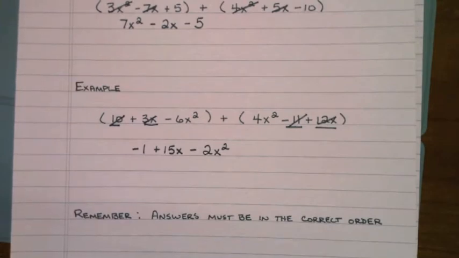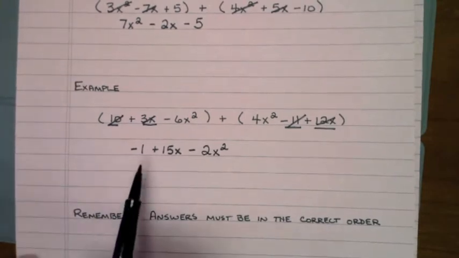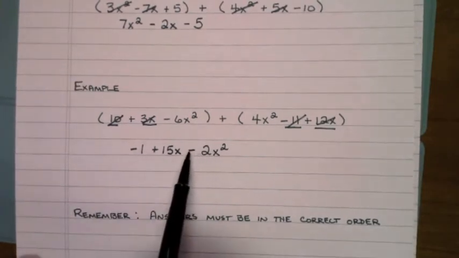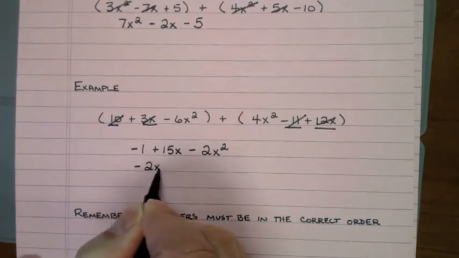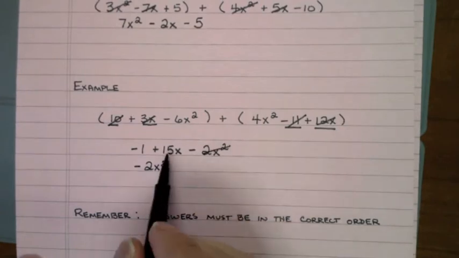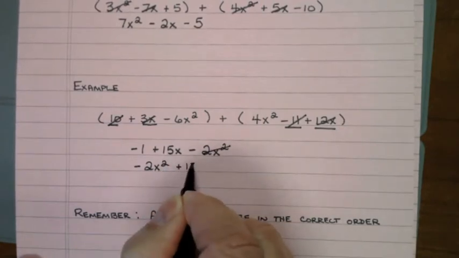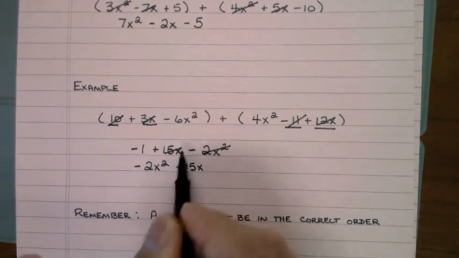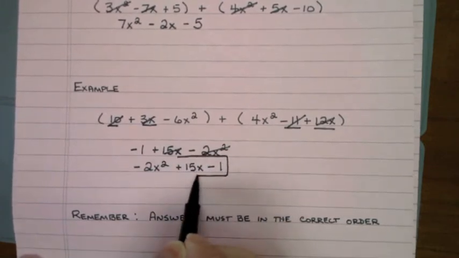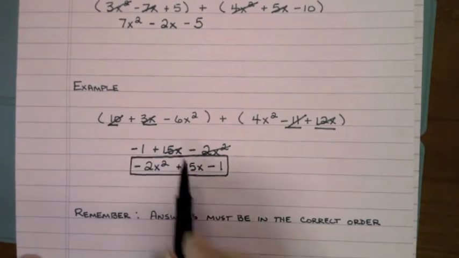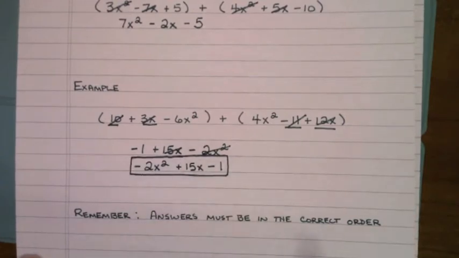Remember, answers must be in the correct order. So I need to put this in the correct order. This negative 2x squared needs to go first. Negative 2x squared. Then the positive 15x, and the constant always goes on the end. This is my answer for this one. So remember, answers must be in the correct order.